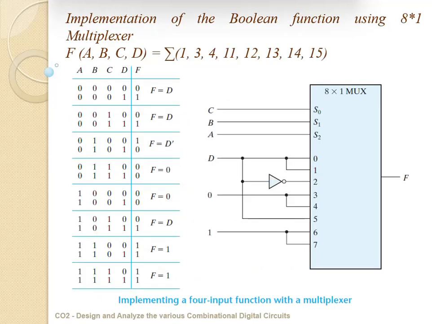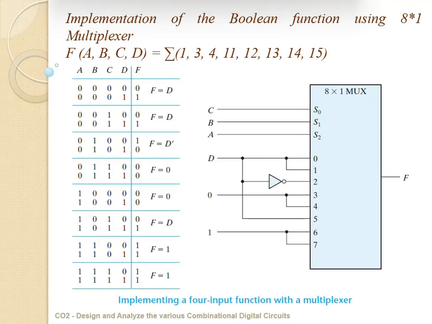Similarly, we can implement an 8 cross 1 multiplexer for a function F of A, B, C, D, summation of 1, 3, 4, 11, 12, 13, 14, 15. So here the number of inputs are 8. So 2 to the power 3 is 8, so we need to have 3 select lines. Let us consider A, B and C are the 3 select lines S2, S1 and S0. Now we are going to obtain the function in terms of D.